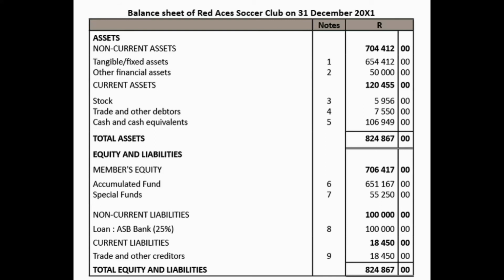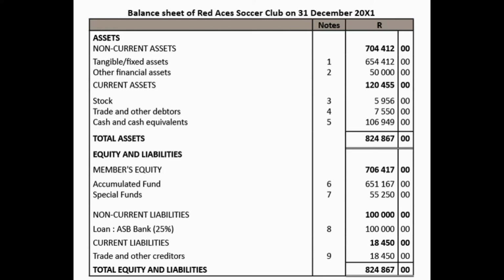So if you add the current assets and the non-current assets, you get a total for your assets of 824,867. Okay, and then we get to equity and liabilities, your accumulated fund. We've just done the note for that, 651,167. Special funds is 55,250. And then you get the members' equity of 706,417. Then you get the non-current liabilities, that is 100,000 for the interest. It was that loan, 100,000.